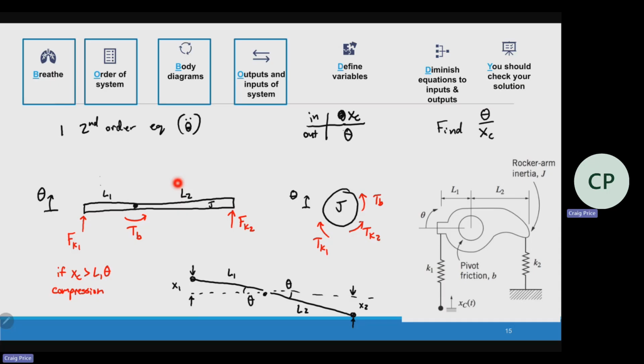So just drawing stuff out, giving yourself time to work with the equations. Both of these springs, it's related to theta, but we want to figure out what that distance is. So that's using the small angle approximation. If you've got any questions, let me know.